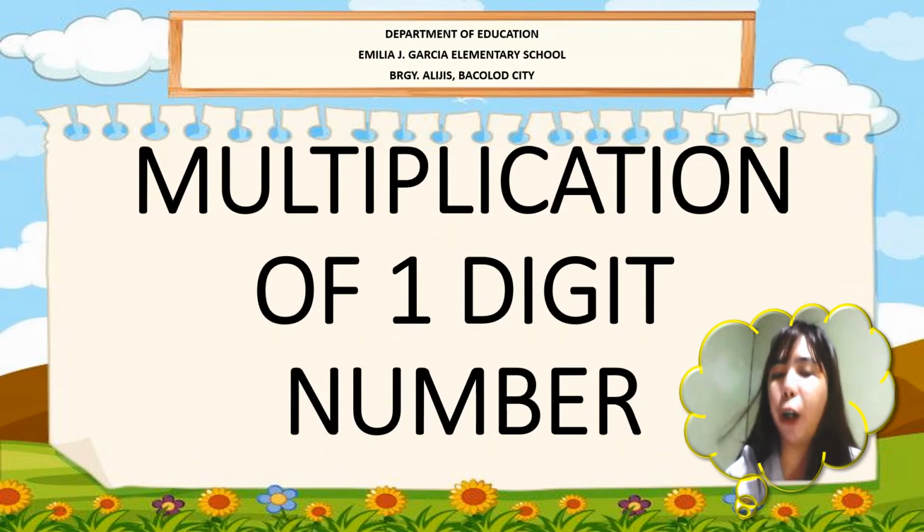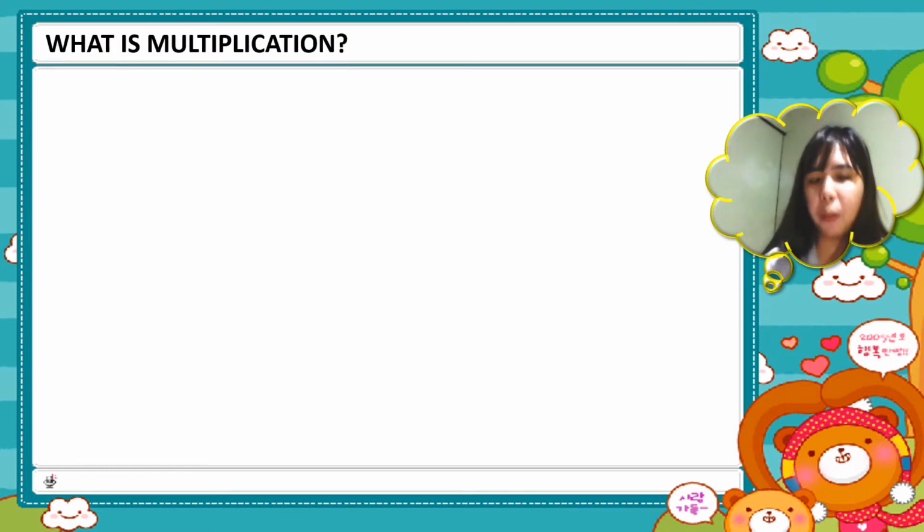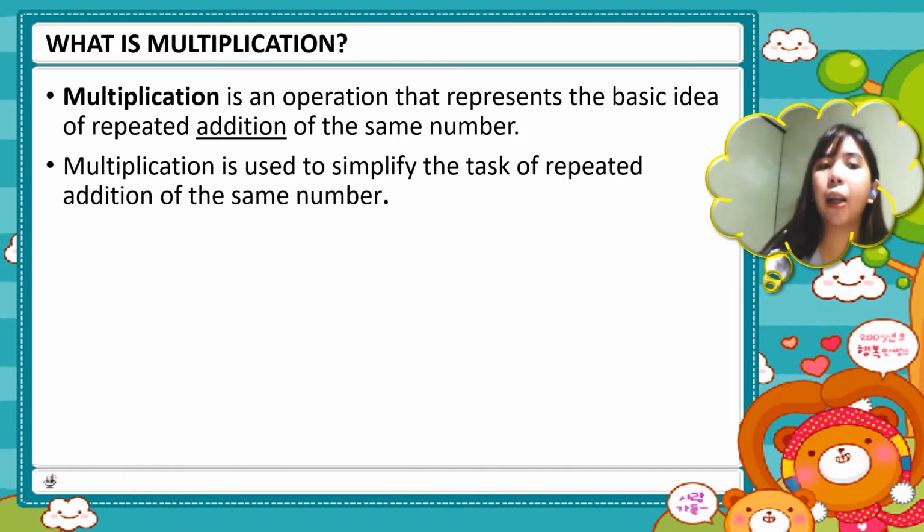So, we are going to learn about multiplication of one-digit numbers. First of all, let us define what we mean when we say multiplication. So what is multiplication? Multiplication is an operation that represents the basic idea of repeated addition of the same number. So in our term, when we say multiplication, amo siya ang pag-add sang the same number again and again, or repeatedly. Multiplication is used to simplify the task of repeated addition of the same number.